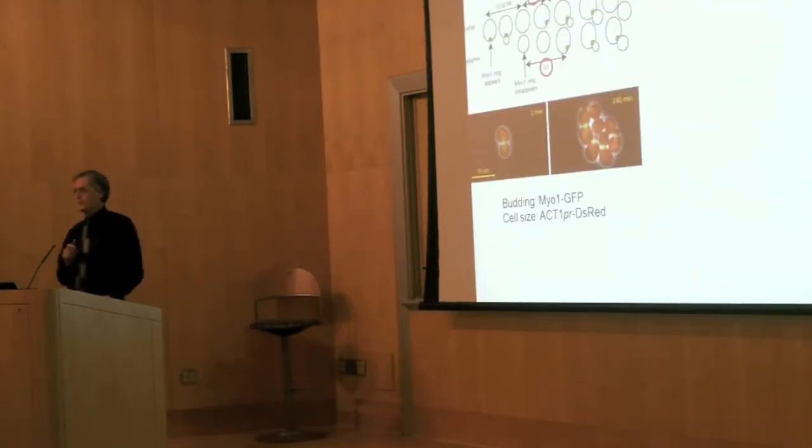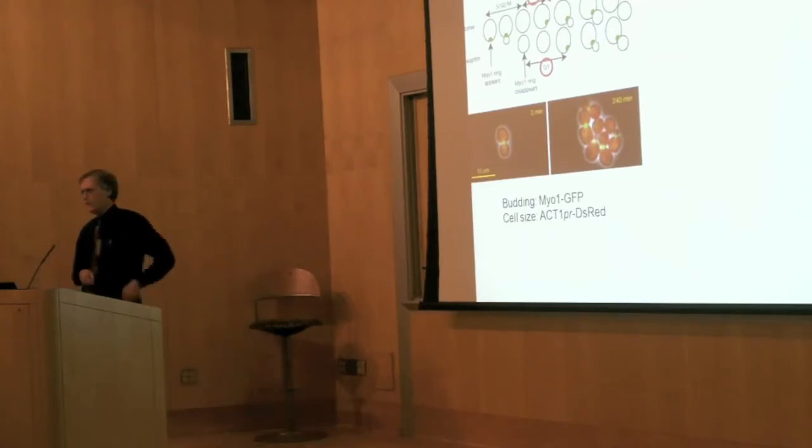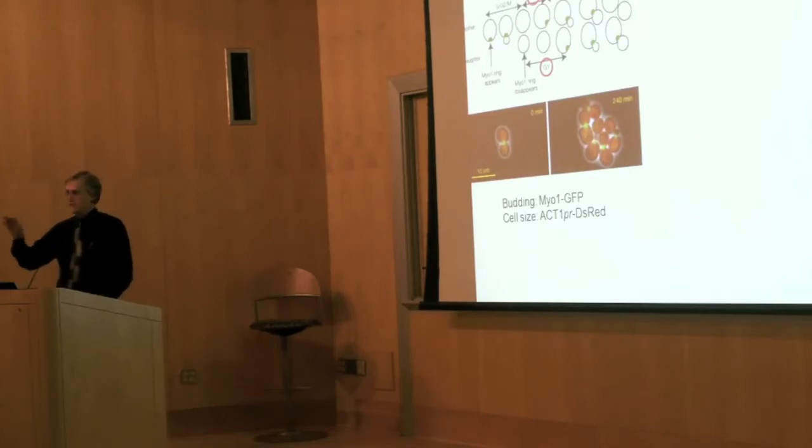Now here's a neat experiment, again done by Cross's lab at Rockefeller University. They labeled the cells with two fluorescent proteins. First of all, a red fluorescent protein was driven by the actin promoter, which is a constitutively active promoter. So these cells are all the time making DsRed, and they get uniformly red. And the red fluorescence is a measure of how big the cell is. The bigger the cell is, the more DsRed it has, the more red fluorescence it has. So you can measure size by measuring the red fluorescence.